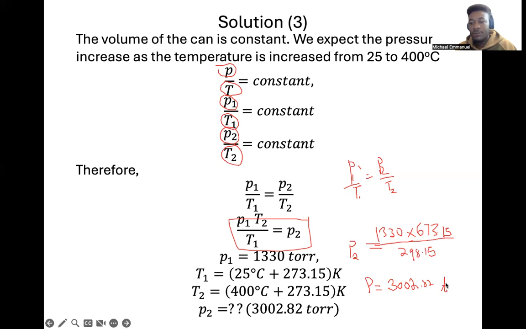Do not forget to always convert your temperatures from degrees Celsius to Kelvin. In the future, we'll look at the units of pressure, the units of temperature, and the units of volume. Once we understand how those units are derived, then solving problems in relation to gases will come very easy for us.